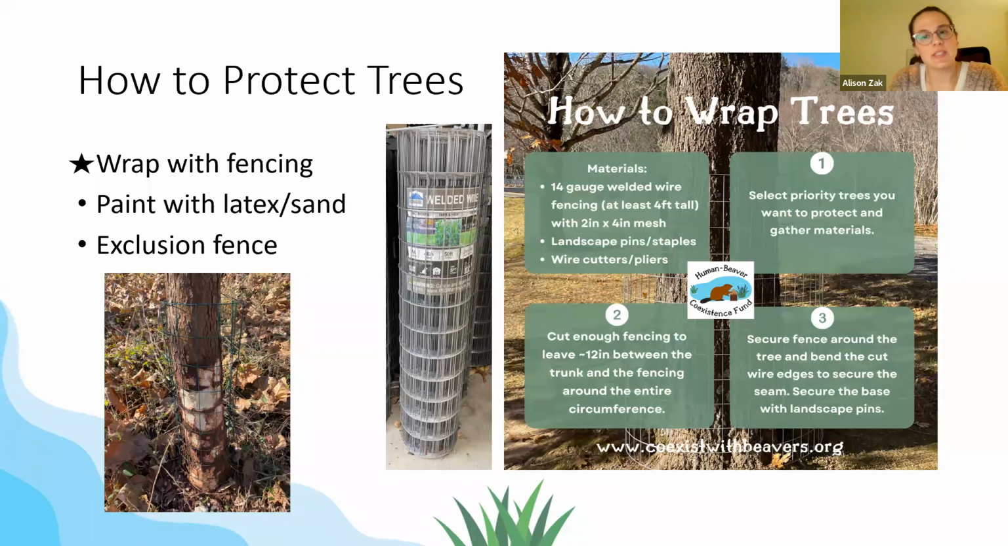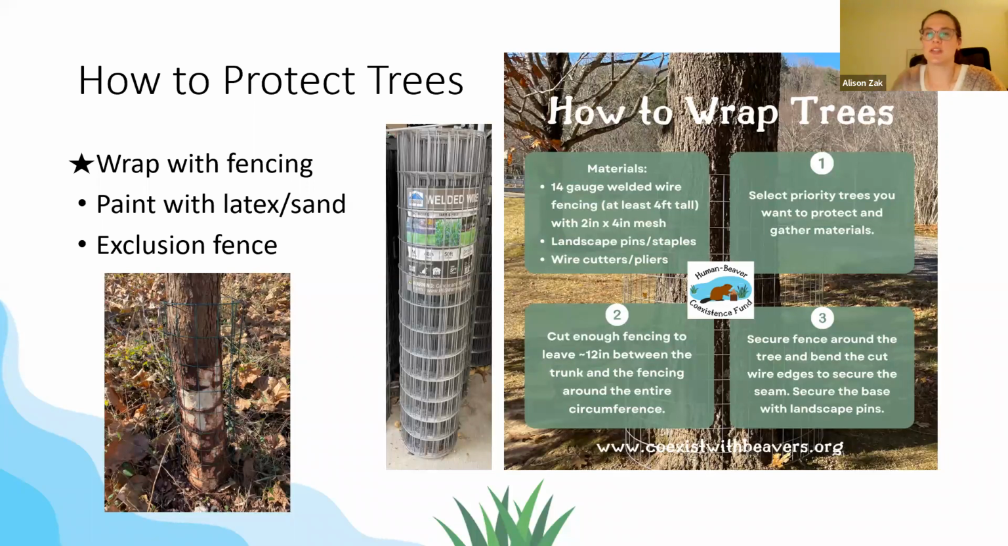The second step is to cut the fencing. The key here is to make it long enough that you can wrap around the entire circumference of the trunk with a good gap between the trunk and the fence. We say anywhere between 6 and 12 inches. The bigger the gap, the longer that strategy is going to continue to be effective. We're talking years and years of never having to worry about these trees that have been wrapped. And it just takes a few minutes for each one.